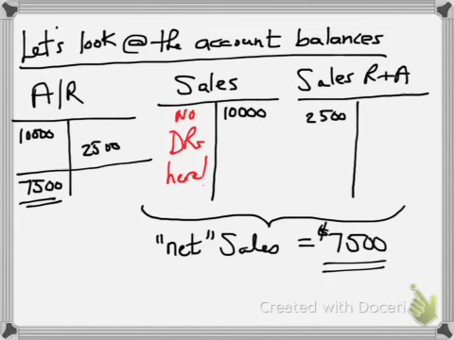But instead of mushing it all together in one account, we record no debits in the sales account. Instead, any reduction, sales returns and allowances, and sales discounts go in separate contra revenue accounts.